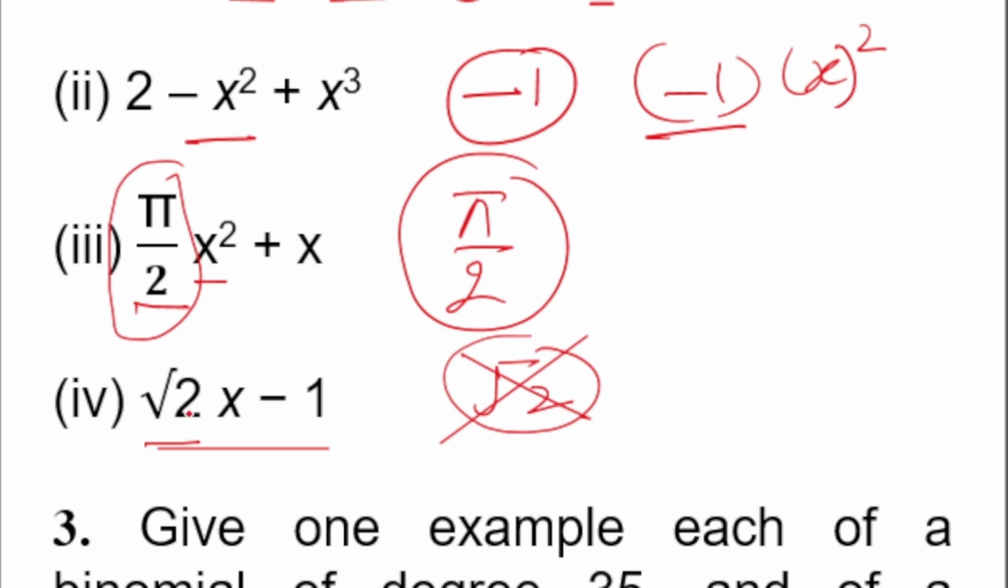Therefore, don't get confused like this. If it might be x square, then we could have written under root 2. But this is only x. Therefore, there is no coefficient of x square. Or we can say the coefficient of x square is equal to 0.